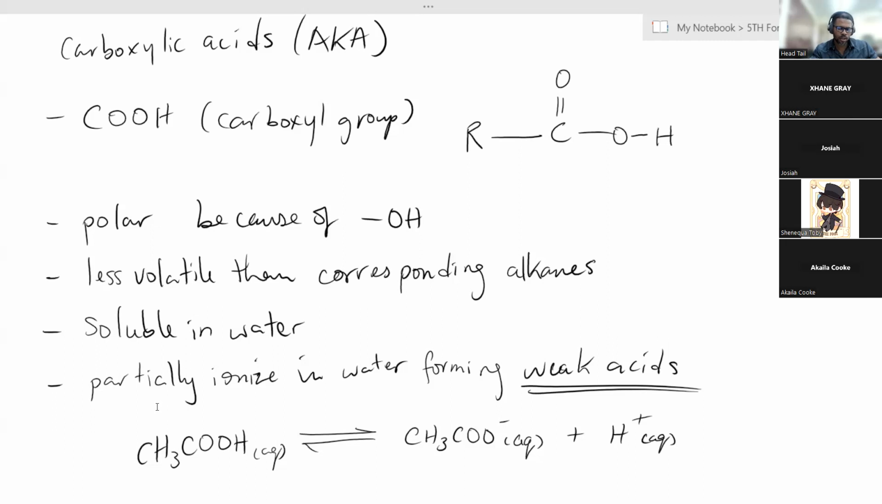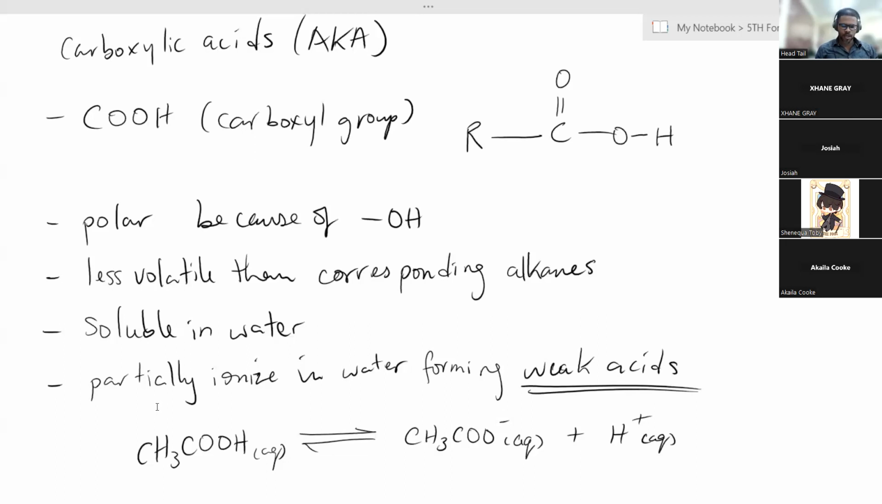All right. So the carboxyl group has a hydrogen in it, and it can release that hydrogen. It partially releases that hydrogen when it gets into water. That's why they refer to it as being a weak acid, because it can produce H plus ions.